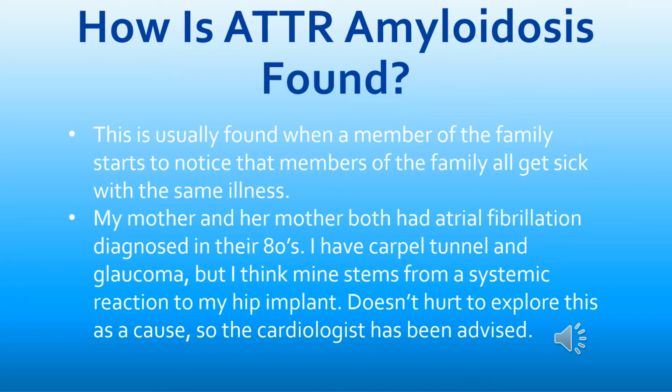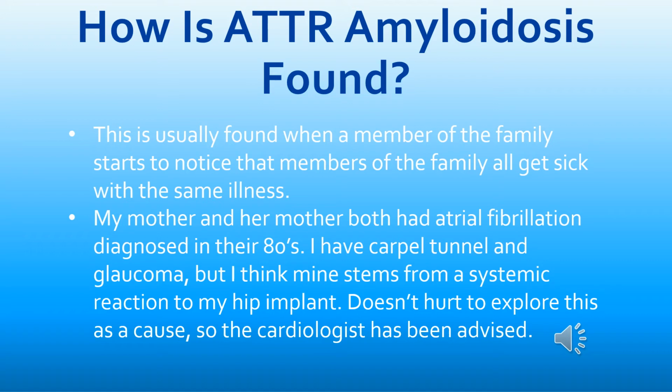All right, we talked about that this is usually found whenever a member of the family starts to notice that their family members through the generations have all gotten sick with the same type of illness. Now, in the case of my mother and her mother, they both developed atrial fibrillation in their 80s. Now, a lot of people get AFib once they get into their 80s. I don't know if this is a family thing with us, but I do know I have been diagnosed with carpal tunnel. I do know that I have glaucoma.